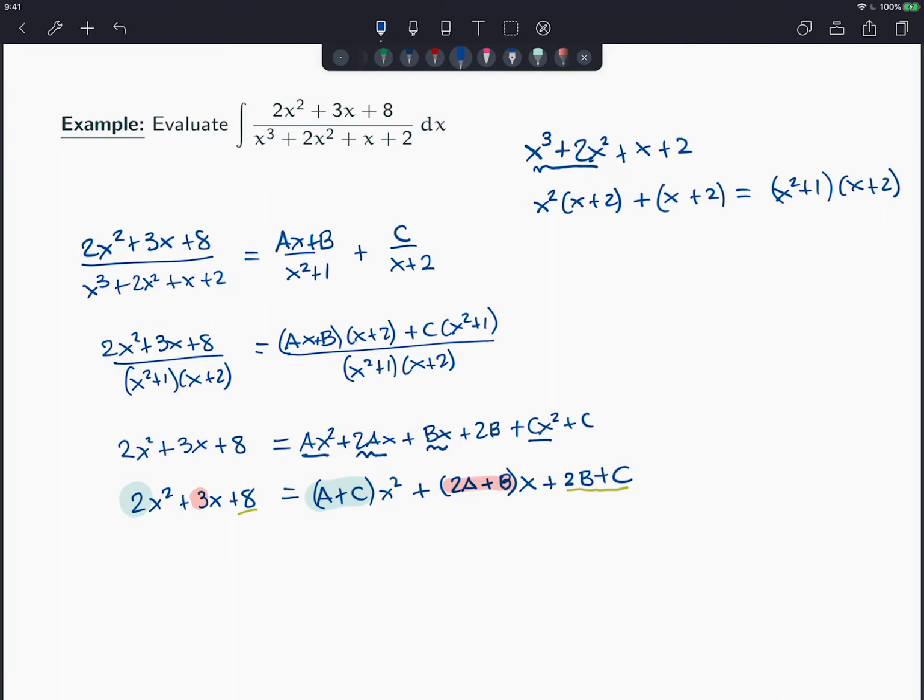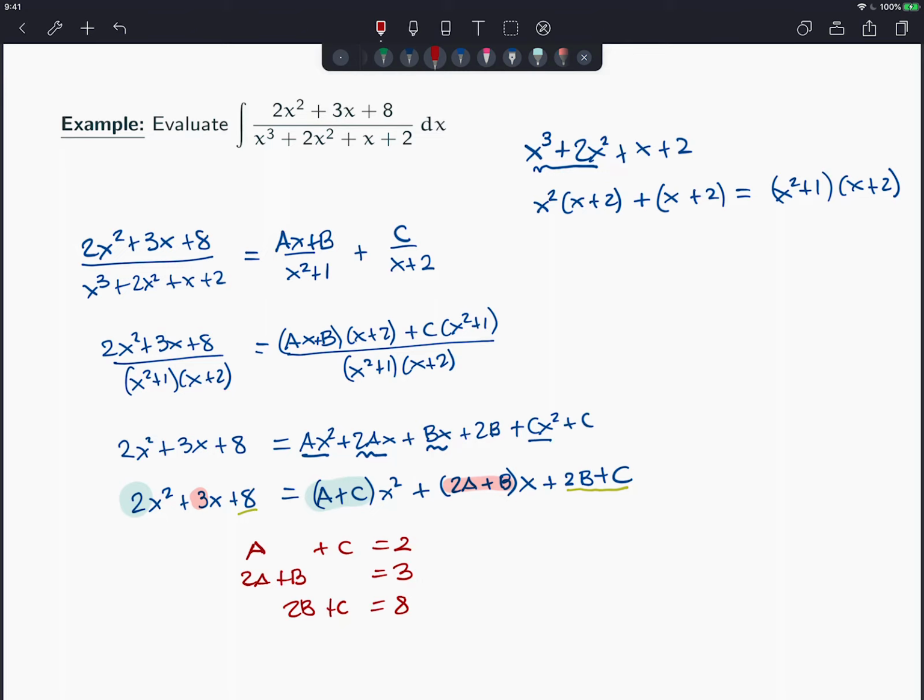So let me write those down here, in red. My first equation, since I have 3 variables, I'm going to leave a space for the b here: a plus c should be 2. My second equation is 2a plus b should be 3. And my third equation is 2b plus c should be 8. So I need to find a way to solve this system of 3 equations with 3 variables.